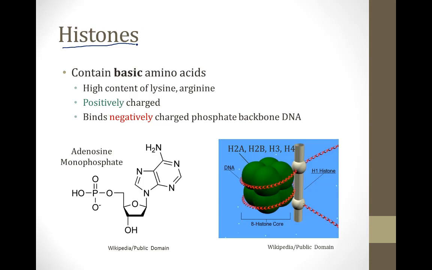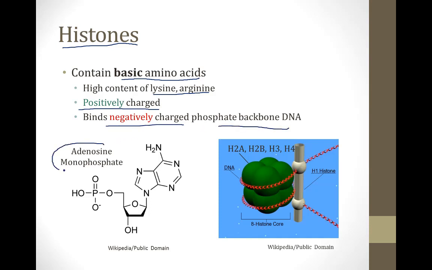I discuss histones in more detail in the module on DNA structure, but for our purposes here, you should know that histones contain basic amino acids. They have a high content of lysine and arginine, which, as we just discussed, are positively charged amino acids. This makes them very favorable for binding the negatively charged phosphate backbone of DNA.